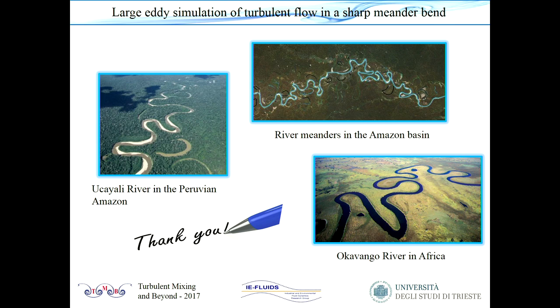But when the bed is erodible, the secondary flow creates a sequence of point bars near the inner bank. And the deposition process is measured at the inner bank. But at the outer bank, the erosion is big, and so it creates a sequence of pools here.